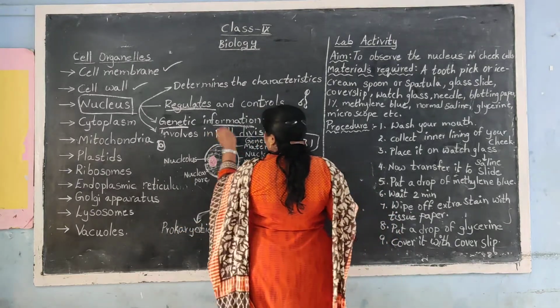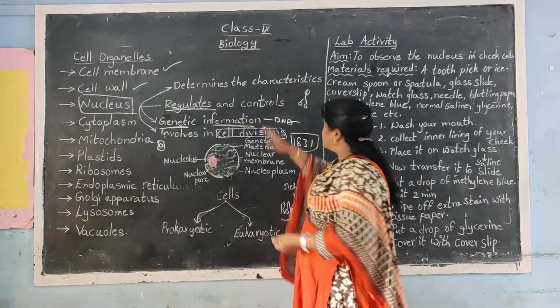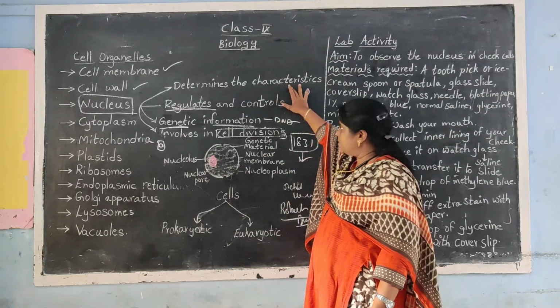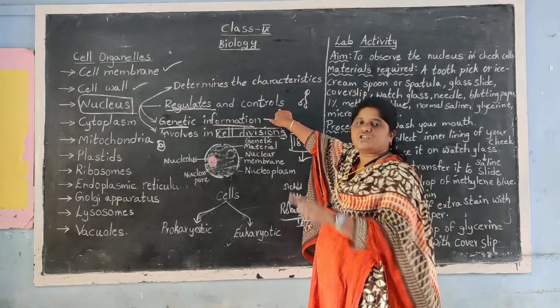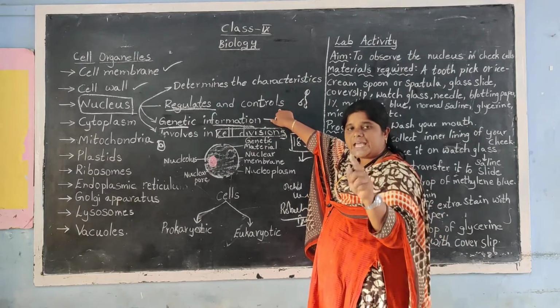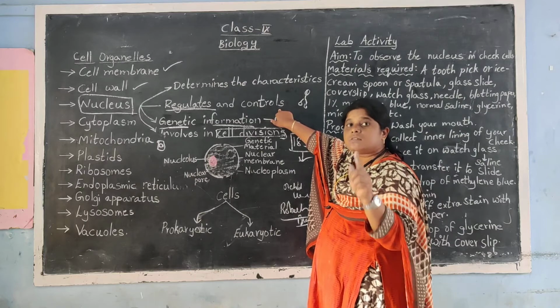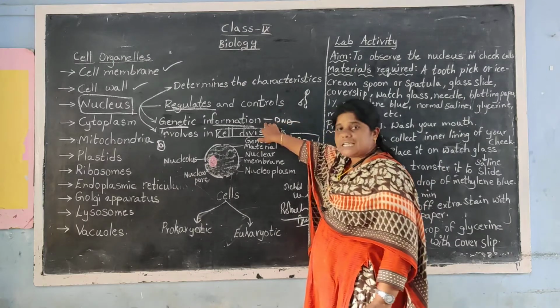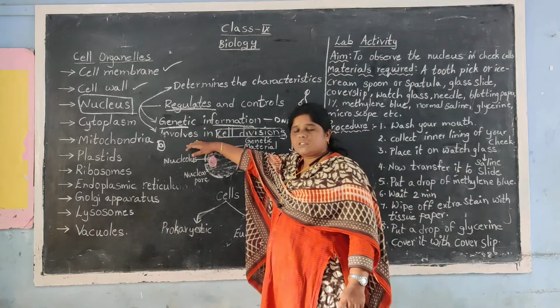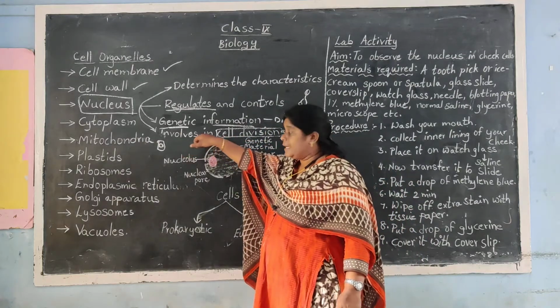So it is involved in cell division. First of all, it determines the character of the organism. It regulates and controls the whole functioning of the cell. That is why we have nicknamed it the cell's control room. It carries genetic information and is involved in the process called cell division.